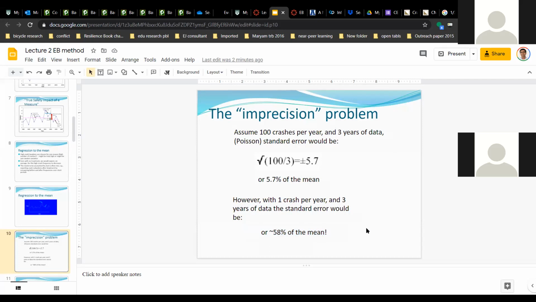Right. So fewer points, obviously we want fewer crashes, but when you have fewer crashes, they lead to this problem of very large standard errors relative to the mean. And as in the case of one example where you had 1 crash per year with 3 years worth of data, your standard error would be about 58% of the mean.